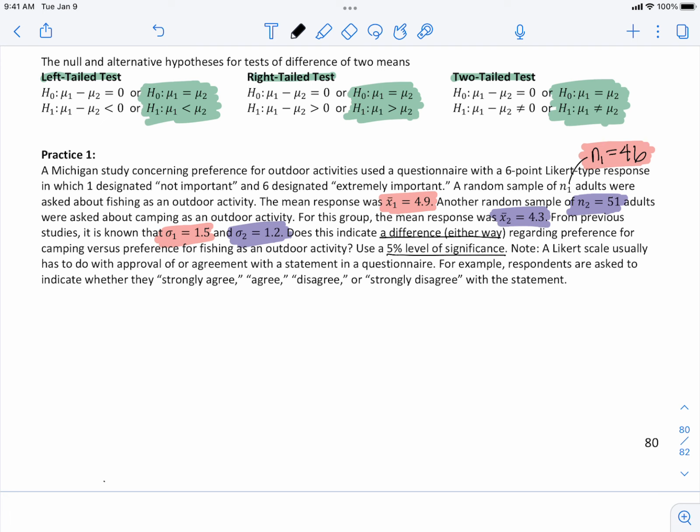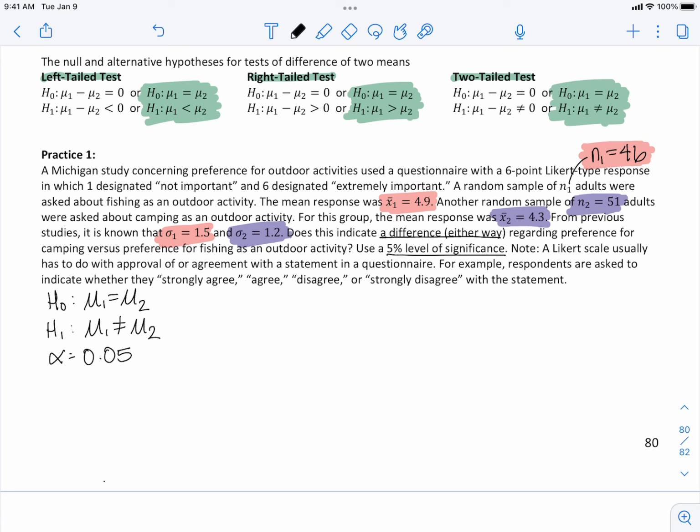So let's start with writing our hypotheses. Our null hypothesis is going to be mu1 is equal to mu2. Our alternate hypothesis, it says indicate a difference either way. So this is mu1 is not equal to mu2. And then we have our alpha is 0.05.